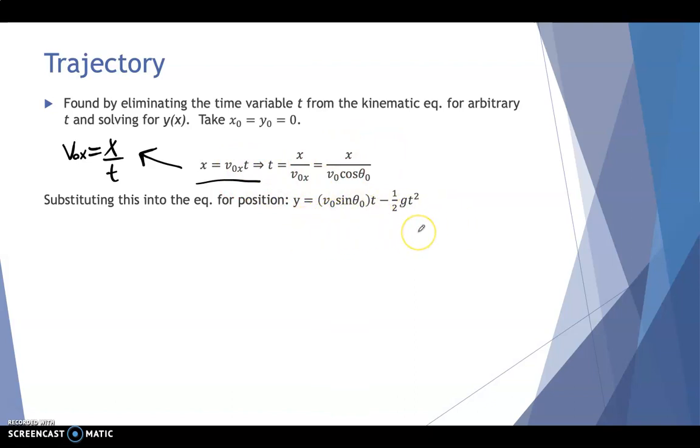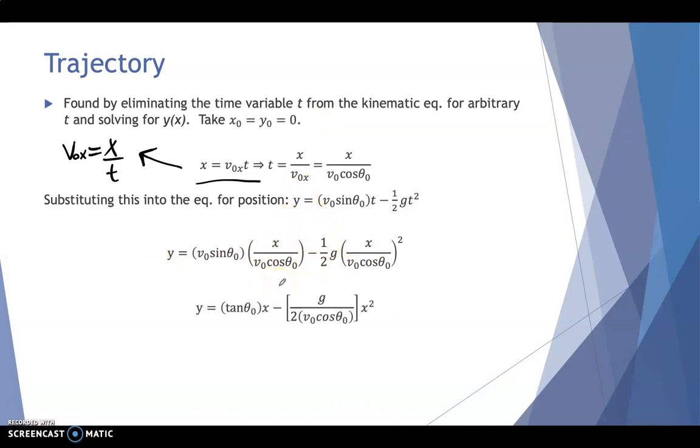Again, that's taking y naught equals 0, and we obtain this. We can continue to rearrange until we get to this form here. So this is the equation that describes the trajectory.